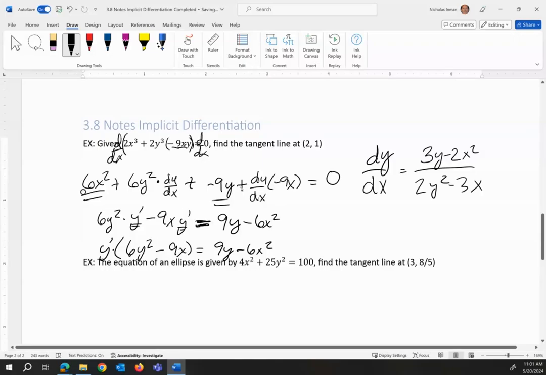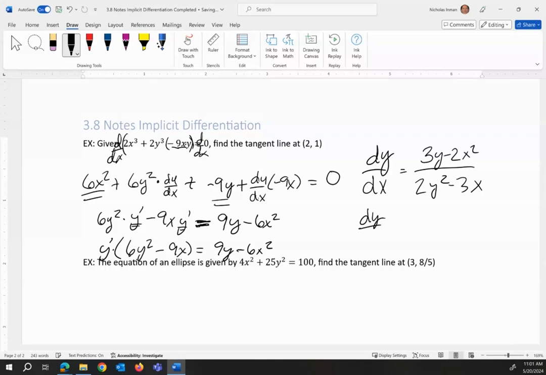All right, we want to know the tangent line at (2, 1). So we would plug in 2 for the x's, 1 for the y's. So 3 times 1, that's 3, minus 2 times 2 squared, so that's 4 times 2 is 8. On the bottom, 2 times 1 squared, that's 2, minus 3 times our x, which is 2, so 6. So we have negative 5 over negative 4. Can make this go positive.